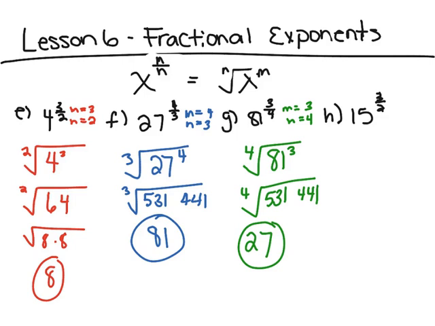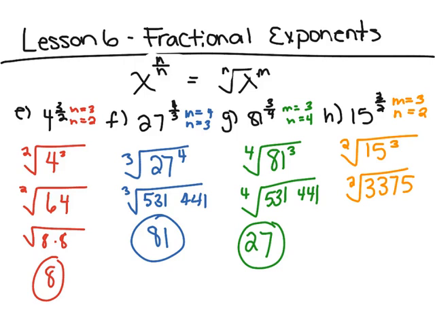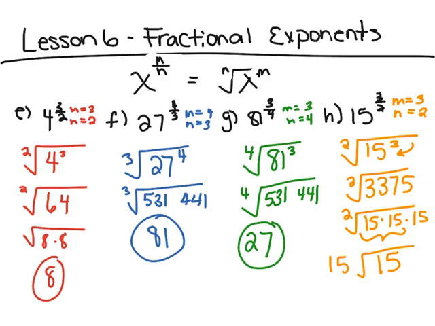And on the last one, we have m is equal to 3 and n is equal to 2. So we have the square root of 15 to the power of 3. 15 to the power of 3 is the same as 3,375. Since we know that there's 3 15s, the quickest way to do this is 15 times 15 times 15. We have 2 15s left over, so we can bring one out. Then we have the square root of 15 left on the inside. And because 15 can't be broken down anymore, you know that this is in simplest terms.